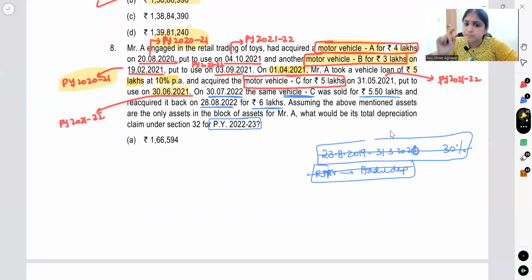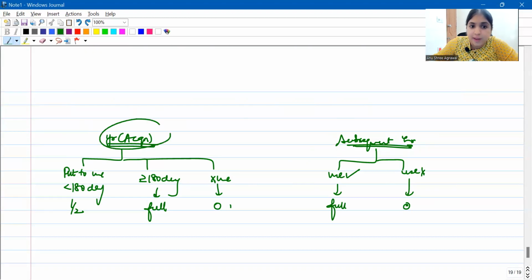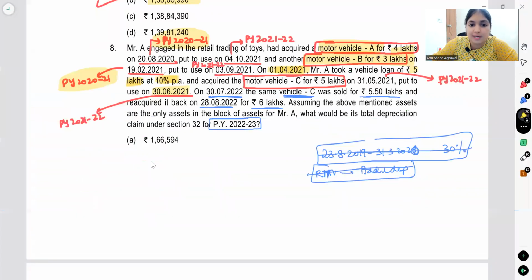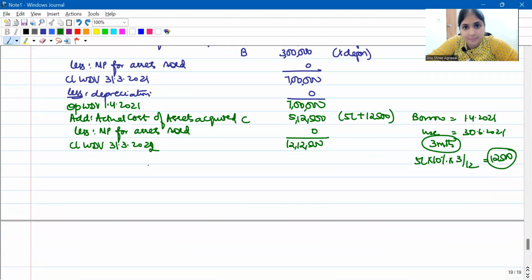What about C? C was acquired in 21-22 only. C was put to use on 30th June 2021. So C was put to use in this year only. C was acquired in this year, also put to use in the same year. So in the year of acquisition, it is put to use for at least 180 days. How at least 180 days? It is put to use on 30th June 2021, guys. Calculate and see, it will be at least 180 days. Therefore, even for C, you will get full year's depreciation.